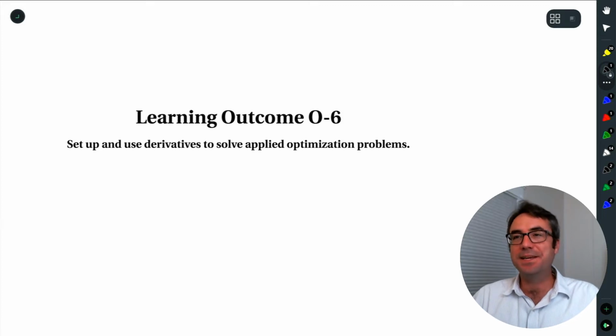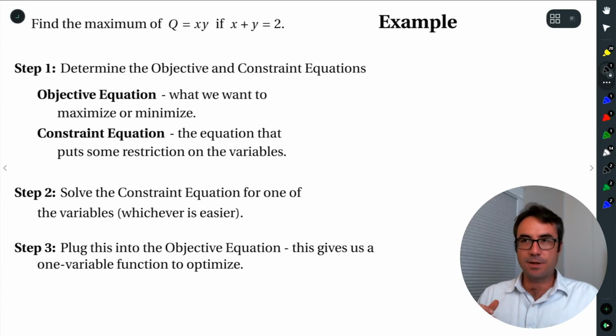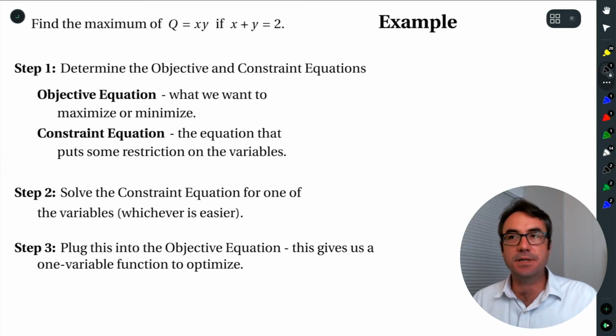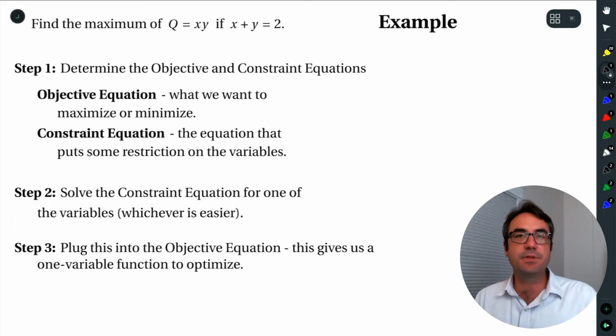Welcome everyone. In this lesson, we're going to put everything to use now. We're going to see how to use derivatives to help us solve applied optimization problems. To get things started, we're going to look at an easier example, and it's going to help us set up the different steps that we're going to go through and some of the different terminology that we're going to use.